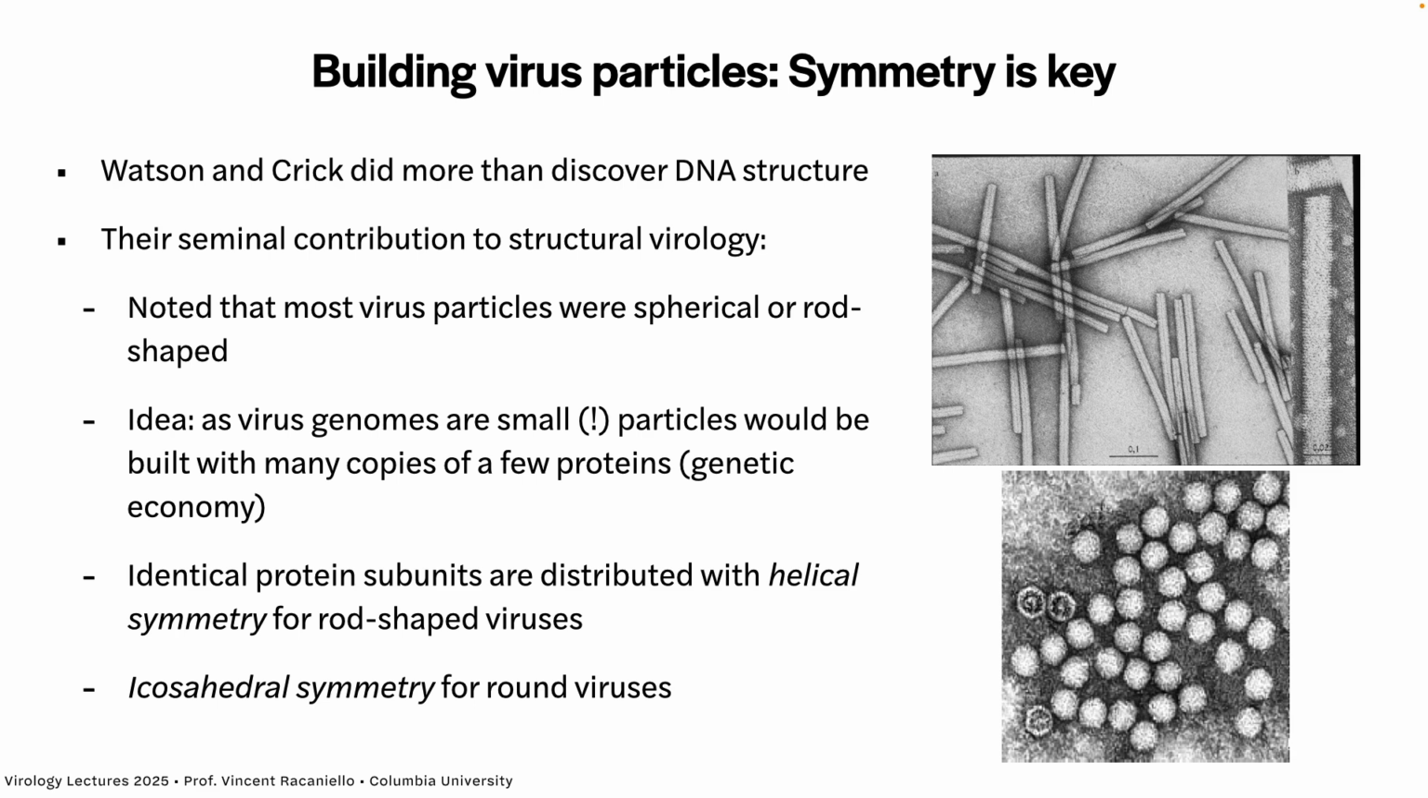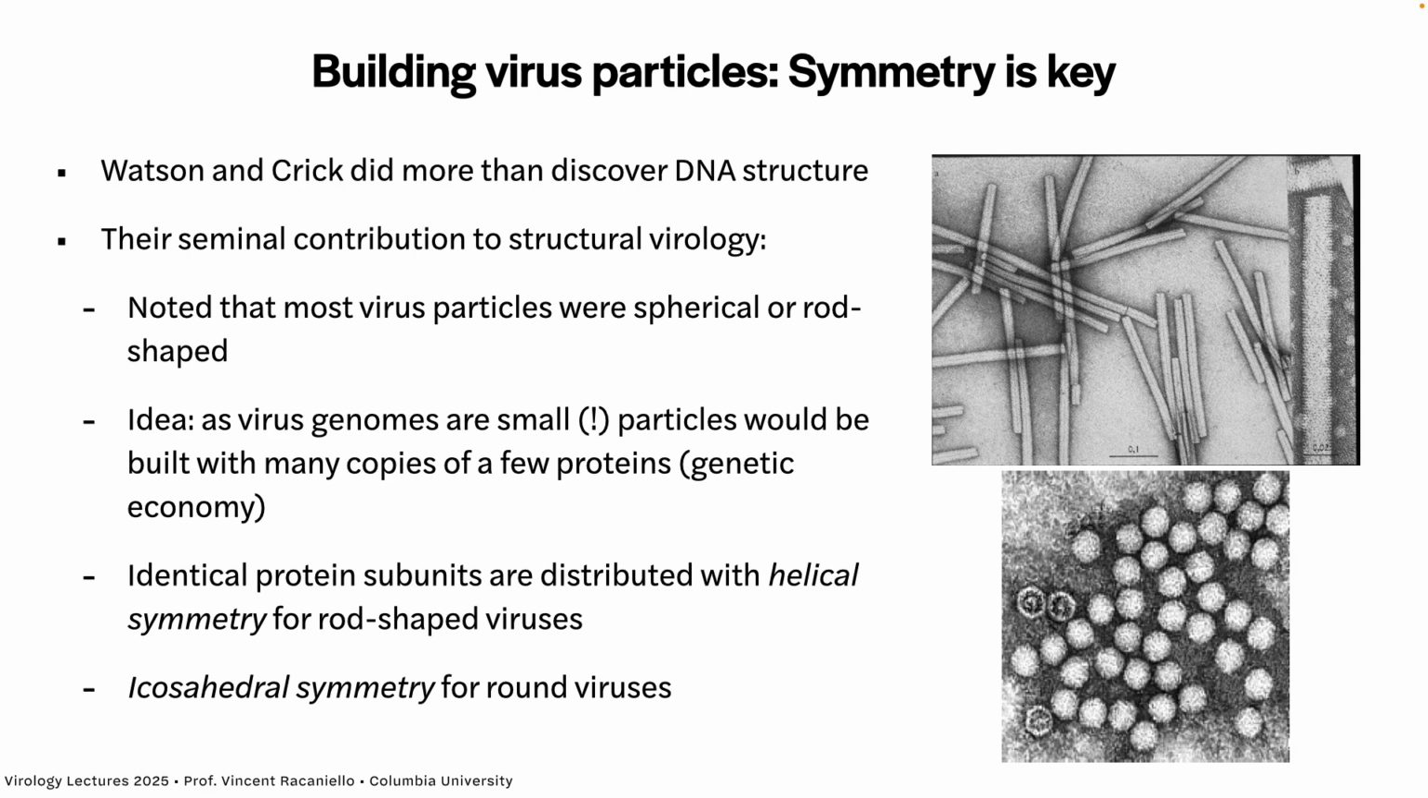So you know that Watson and Crick solved the structure of DNA with Rosalind Franklin's help, but they actually also contributed a lot to structural virology. They noticed, so remember, this is the early 1950s now. People are taking pictures of virus particles by electron microscopy. They noticed that most particles were either spherical, like these in the lower right, or rod-shaped. Rod-shaped being like tobacco mosaic virus. And of course, if they had just waited 30 years, it would have changed their view. But since they were working in the 50s, that's what they had.